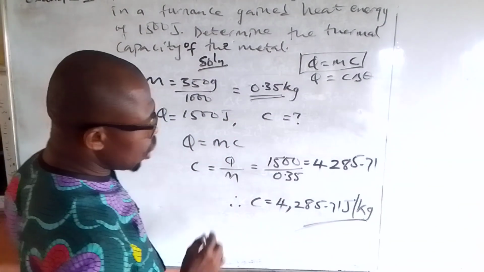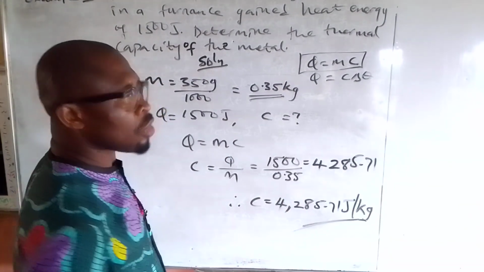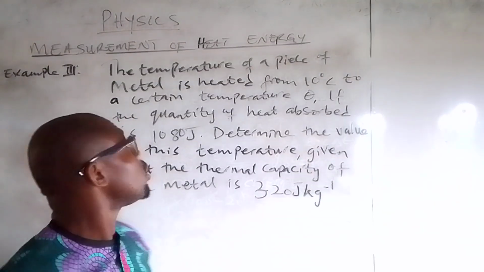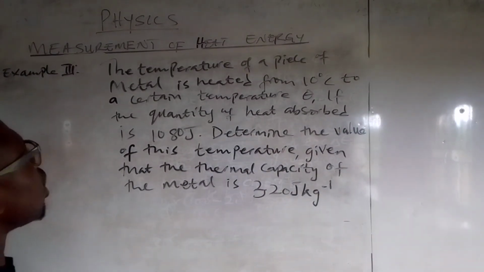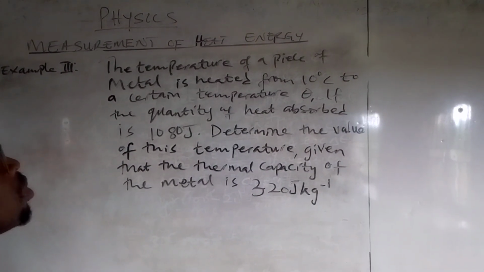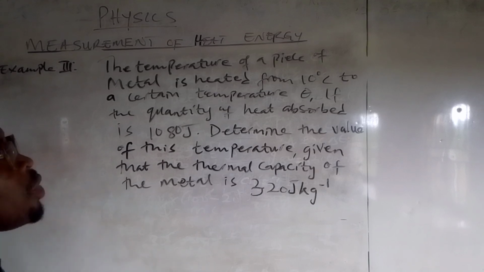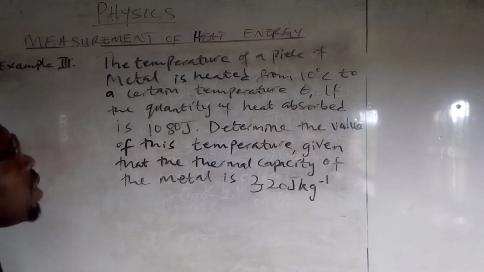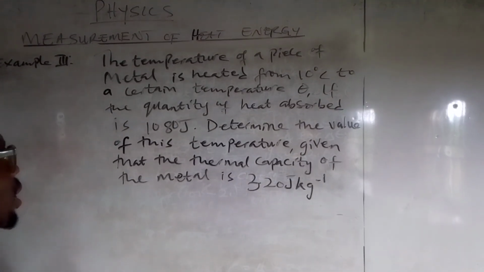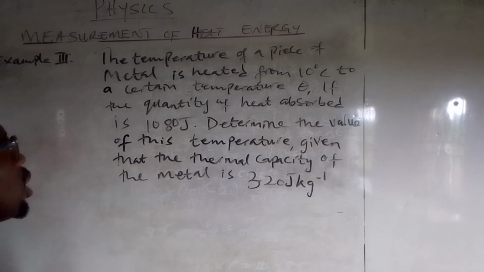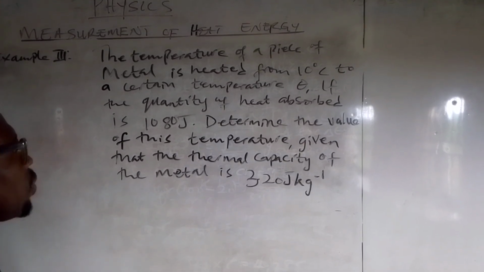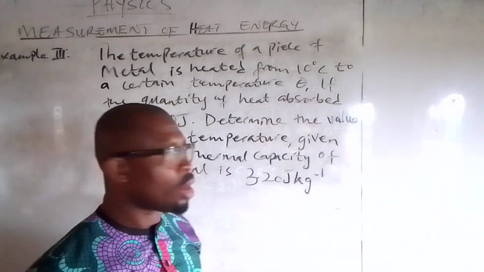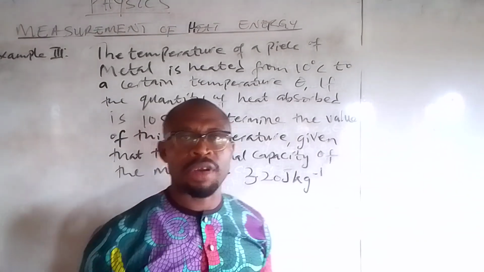Now the third one, I'll give the third one for you to drop the answer in the comment section. Okay. The temperature of a piece of metal is heated from 10 degrees Celsius to a certain temperature theta. If the quantity of heat absorbed is 1080 joules, determine the value of this temperature, given that the thermal capacity of the metal is 320 joules per kilogram.